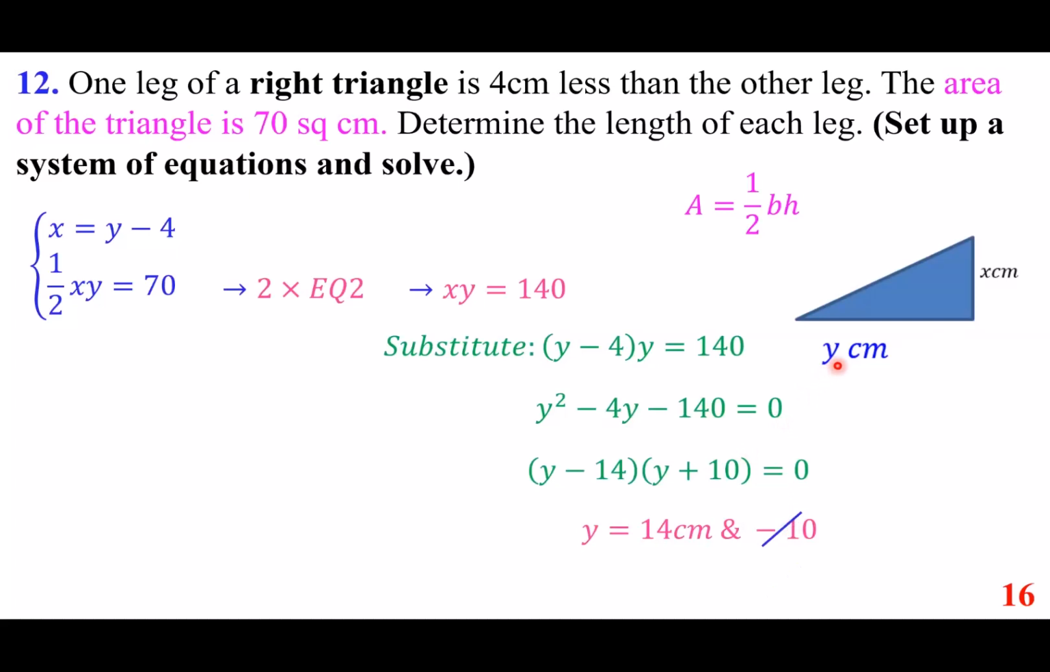If y is 14 centimeters, x must be 14 minus 4, or 10 centimeters. And to check that is very simple. Half of their product must be 70, right? Half of their product, half of 140 is 70. So you can quickly check to see for yourself that it does work.